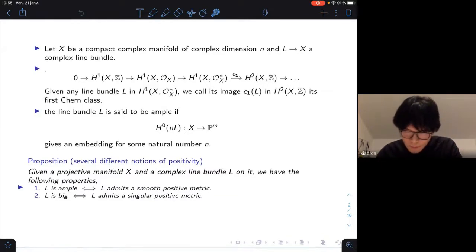The reason why I'm talking about a Chern class here is the following very interesting relationship between the ampleness and the positivity, because the ampleness is a purely algebraic notion, but it in turn links with the positivity of such a metric on the line bundle. I will later explain what is a singular positive metric.